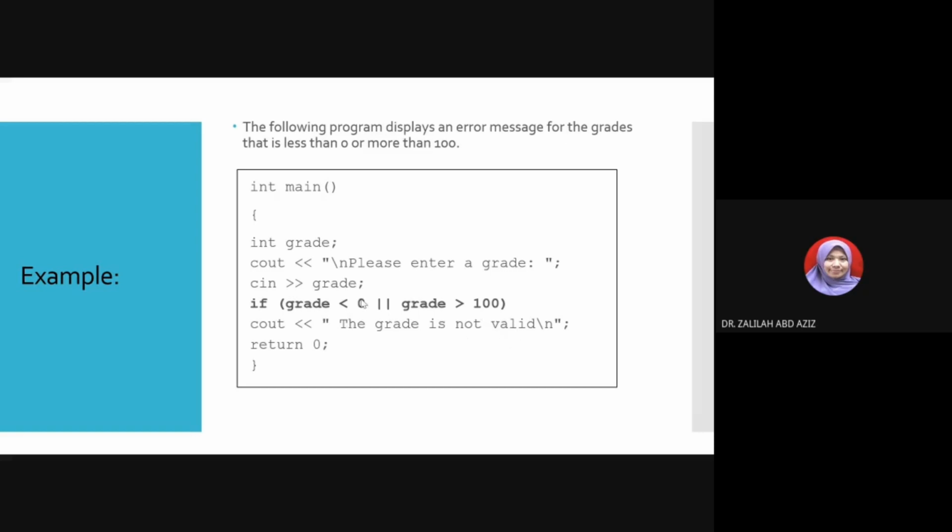Okay, for example, just now kita bagi value 50. Okay, if 50 less than 0, so what happened? It is false, right? If 50 greater than 100, also false. False or false is false. So it will not display the grade is not valid. So patutnya kalau ada something, let's say we have cout the grade is valid, it will display the grade is valid.